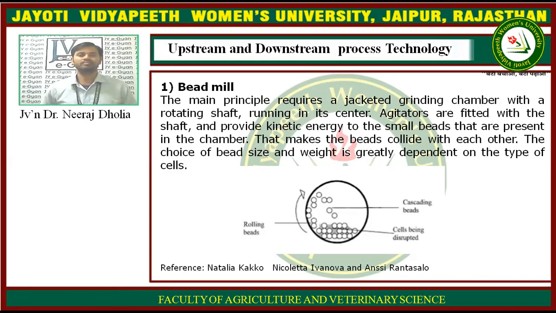In the diagram you can see the main principle requires a jacketed grinding chamber with a rotating shaft running in its center. This shaft is required to rotate the chamber. Agitators are fitted with the shaft and provide kinetic energy to the small beads that are present in the chamber. As the shaft rotates, the beads present inside gain the kinetic energy and collide with each other. The choice of bead size and weight is greatly dependent on the type of the cells. The collision generates the mechanical physical phenomenon which is required for the disruption of the cell.